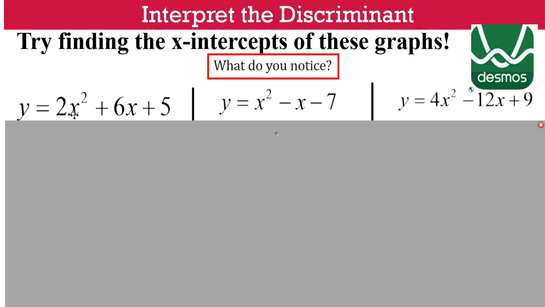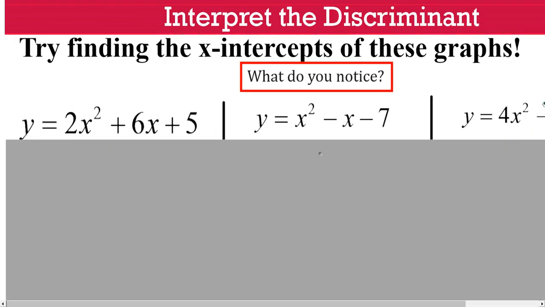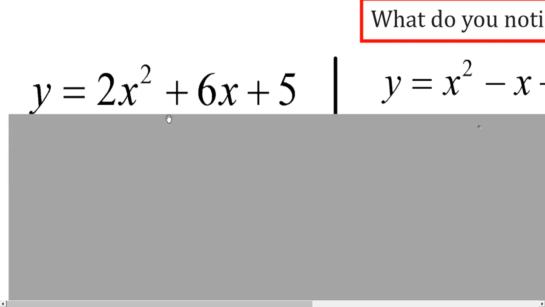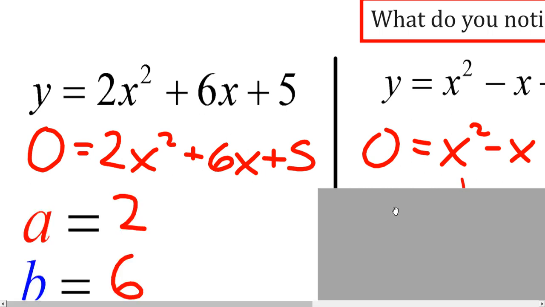Our goal is to use the quadratic formula to tell us how many x-intercepts there are, or what the x-intercepts are. So here's the first one. I'm going to zoom in on it. I've already filled in some of the steps in your note packet. If I wanted to find the x-intercepts, I would set this equal to 0, and then I'd go picking items out.